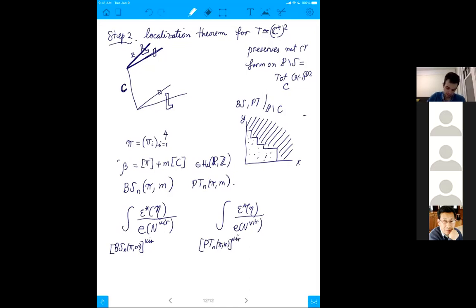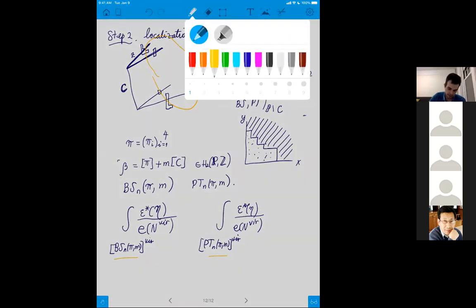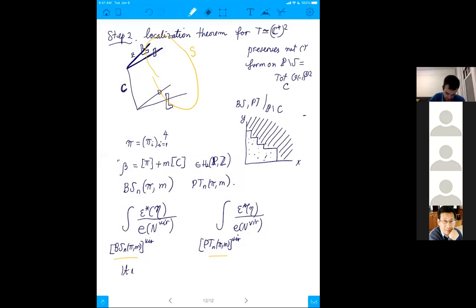But this intersection, the cycles eta will be near S, and this normal bundles will be the same near S, because the spaces of BS and PT pairs are the same near S. They only differ on C. So actually, what happens is that it is enough to compare, so the integrand will be the same. So it is enough to compare the virtual fundamental classes themselves.